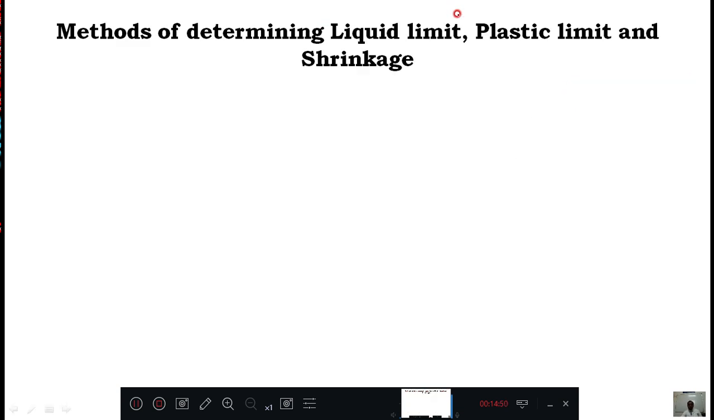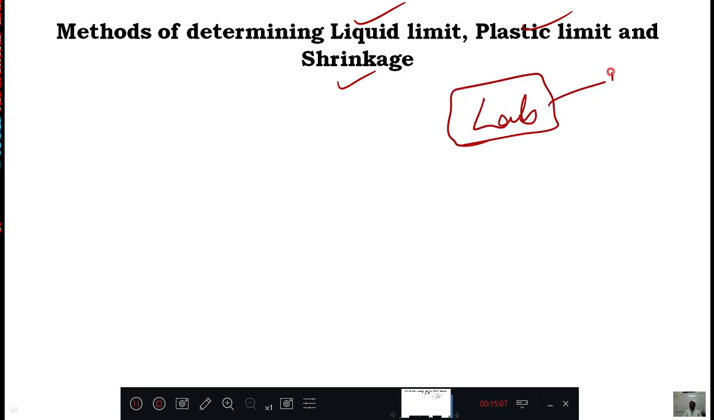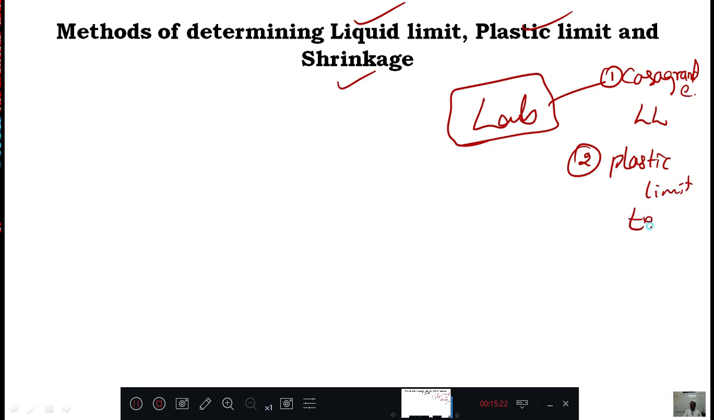Okay, now in the next video we will see one more thing: determination of liquid limit, plastic limit and shrinkage limit. How are we going to determine these in the laboratory? For that we have experiments. The first one is the Casagrande experiment for liquid limit determination. The second one is the plastic limit test. And the third one is the shrinkage limit test.